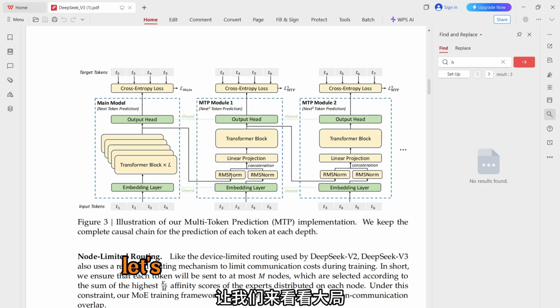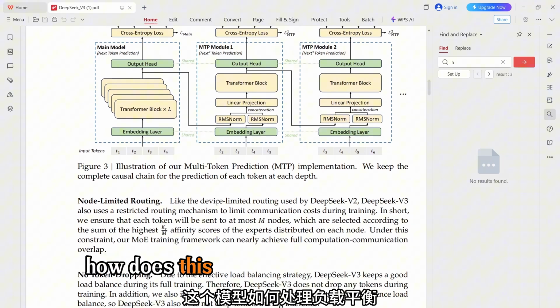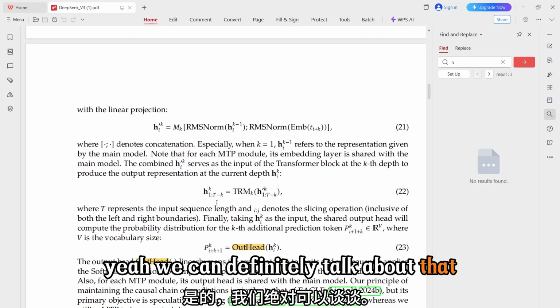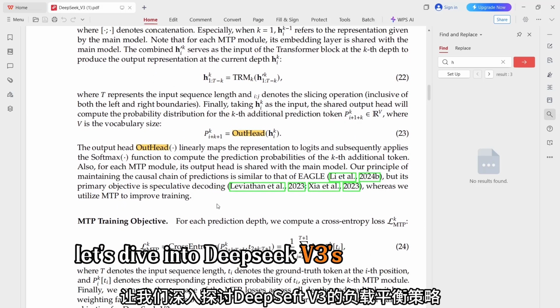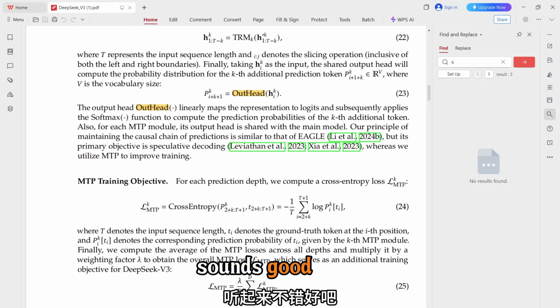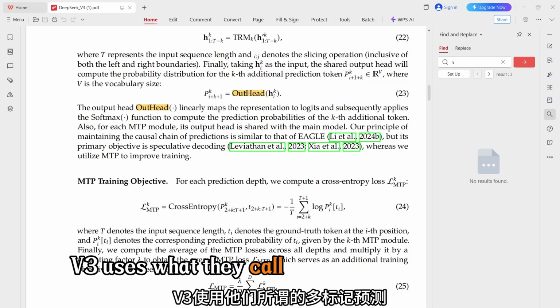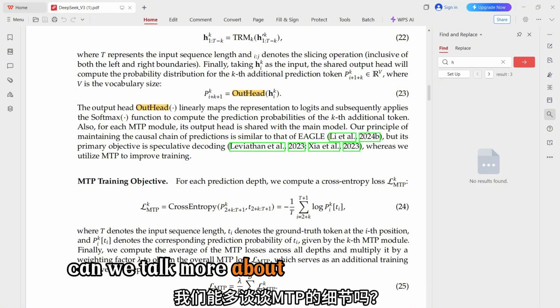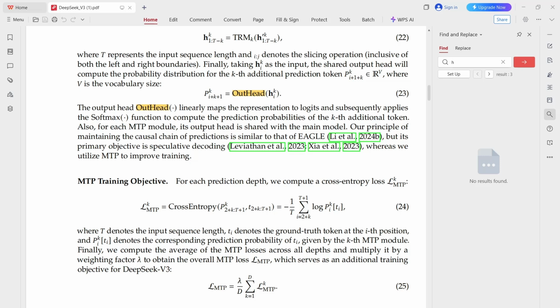Let's move on to a big picture view. How does this model handle load balancing? How are those experts chosen? Yeah, we can definitely talk about that. Okay, now let's dive into DeepSeek V3's load balancing strategy. Sounds good. Okay, so DeepSeek V3 uses what they call multi-token prediction. Oh, yeah, can we talk more about the detail of the MTP?